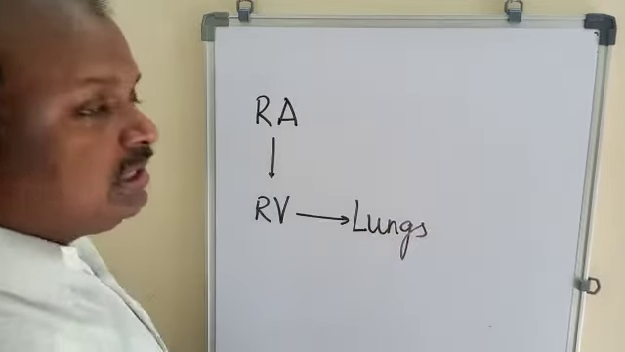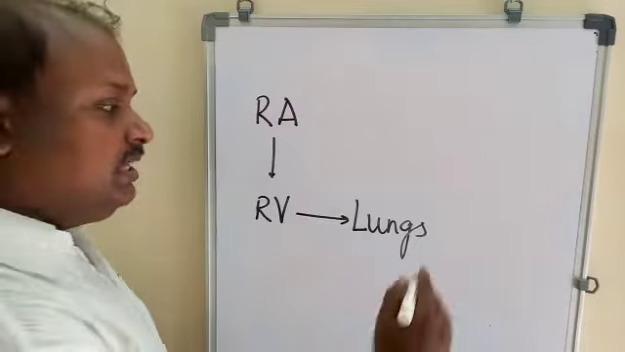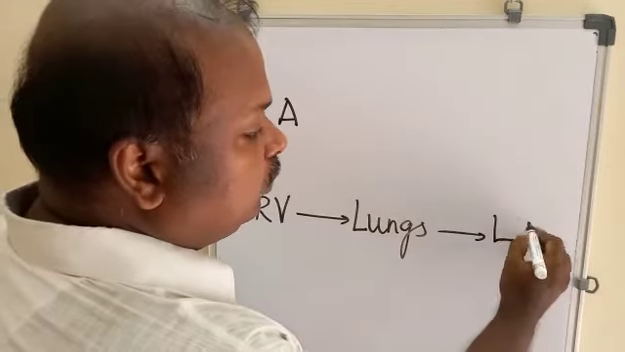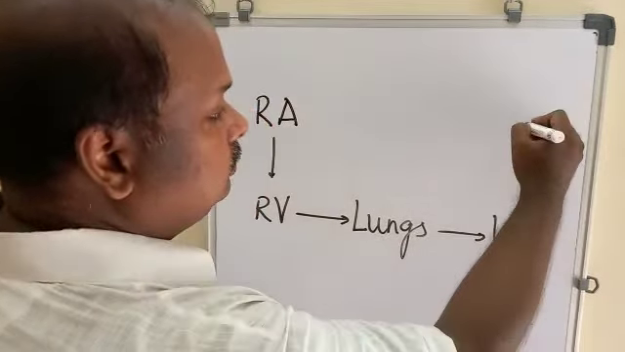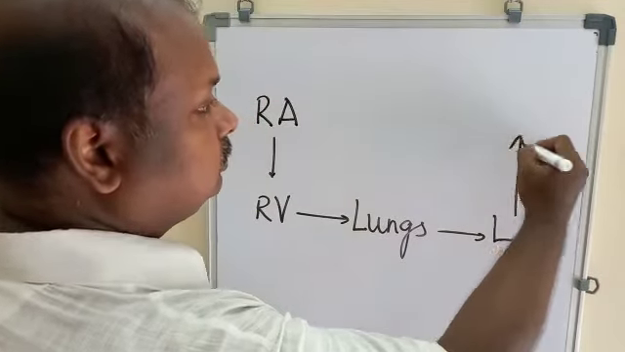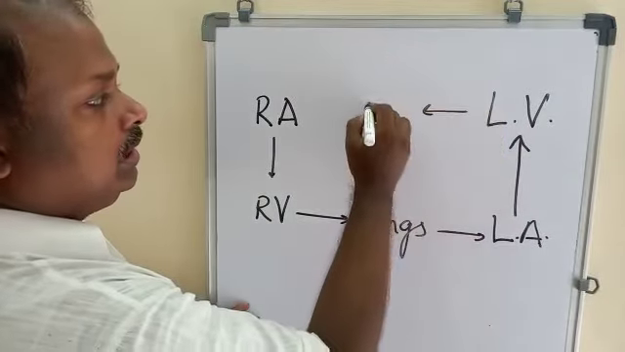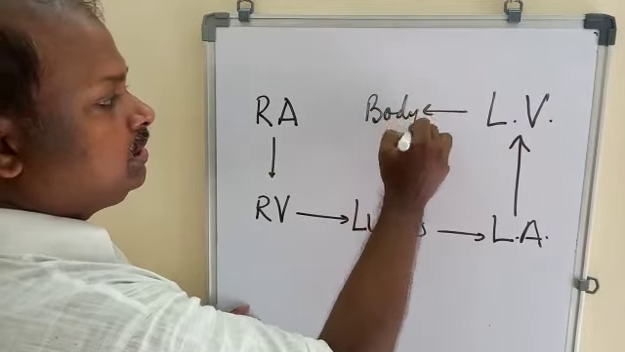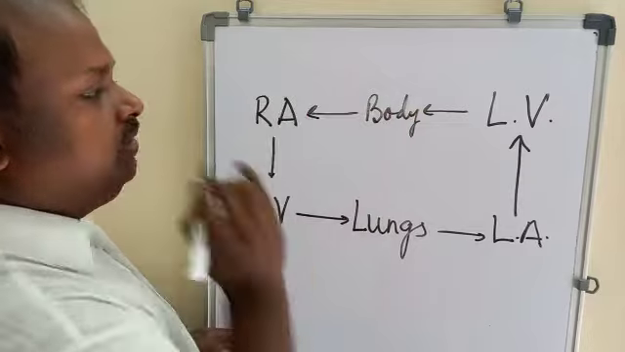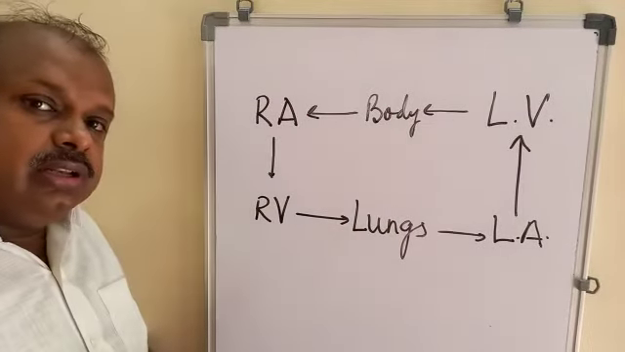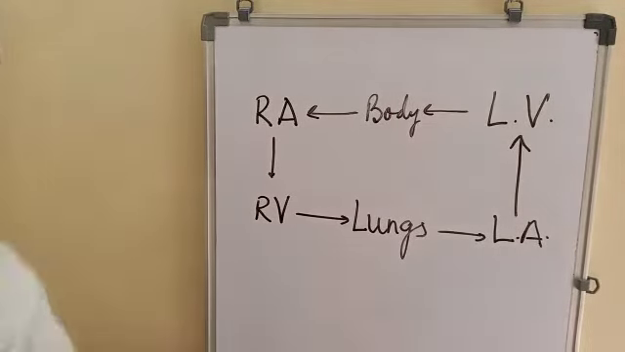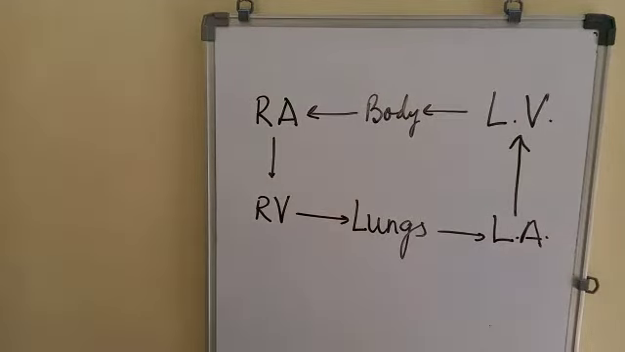The same logical sequence that we have done earlier, the same we are going to write. Left auricle, then we have left ventricle, then we have body parts, and then we have right auricle. This is the complete logical sequence that we have to learn: right auricle, right ventricle, lungs, left auricle, left ventricle, and body parts.